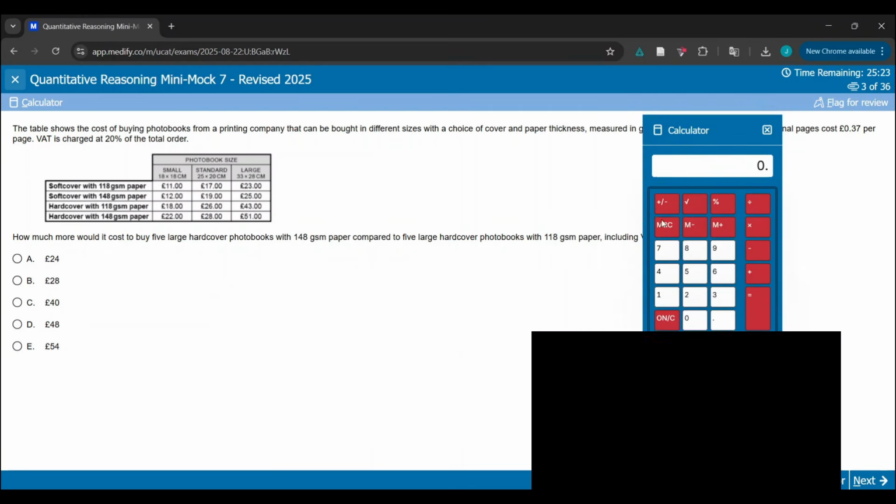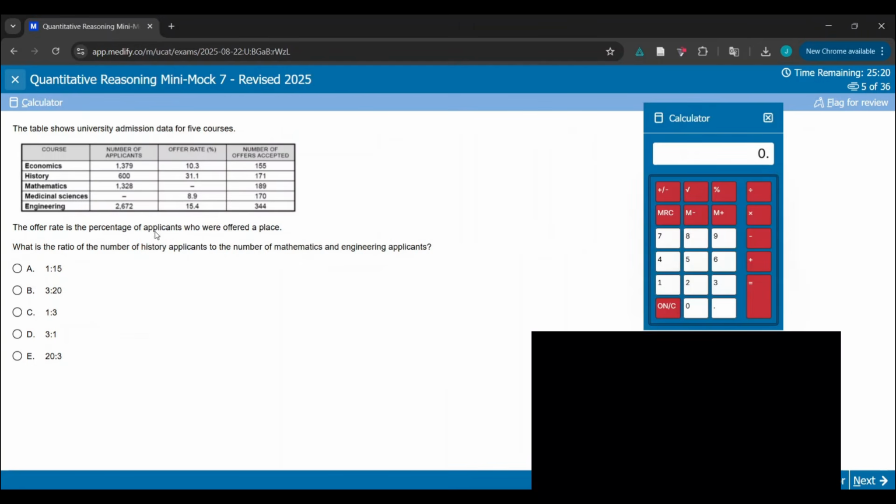How much more would it cost to buy? Okay, let's skip this one. What is the ratio of the number of history applicants to the number of medicine, maths and engineering applicants? So 1328 plus 2672 is 4,000. So 60 to 400, 0.15. Okay, just making sure I got that right. The mean offer rate of all courses is 15.68%. What is the offer rate? So 15.68 times by 5, subtract 10.3, subtract 31.1, subtract 8.9, subtract 15.4, which is 12.7%.